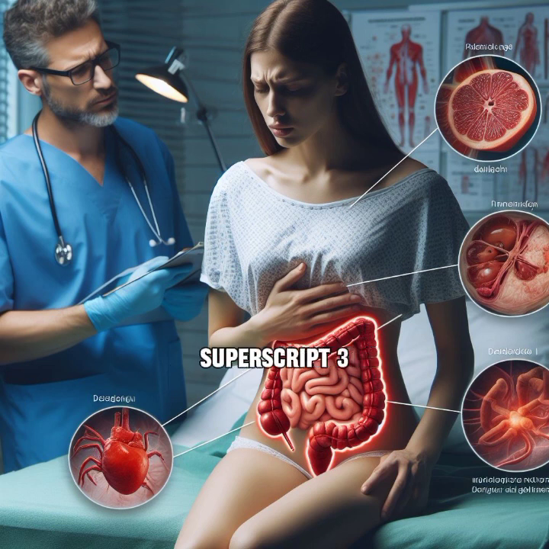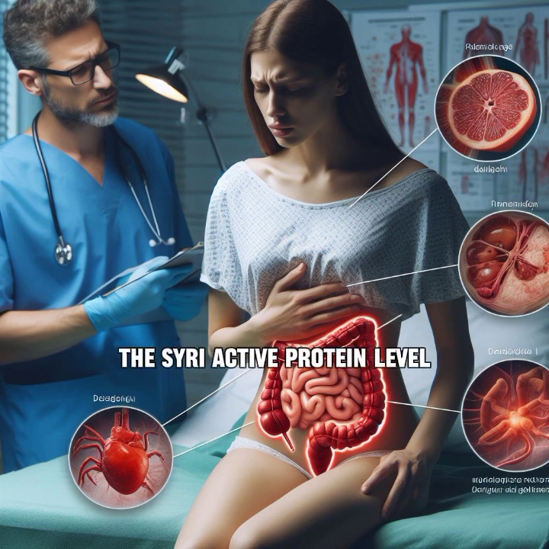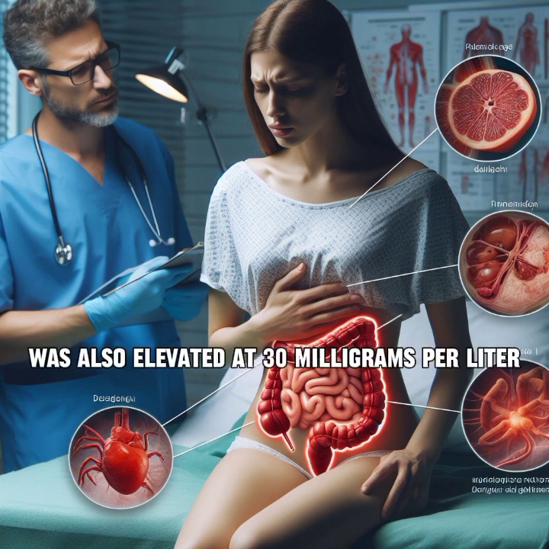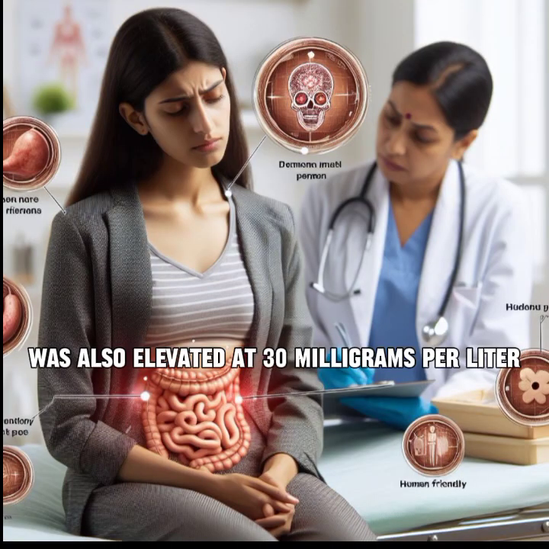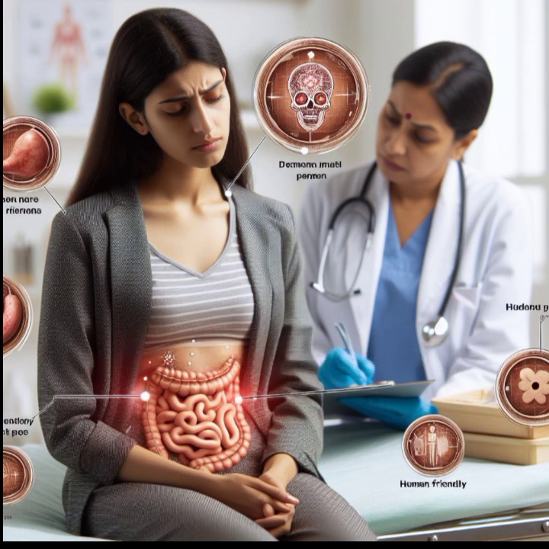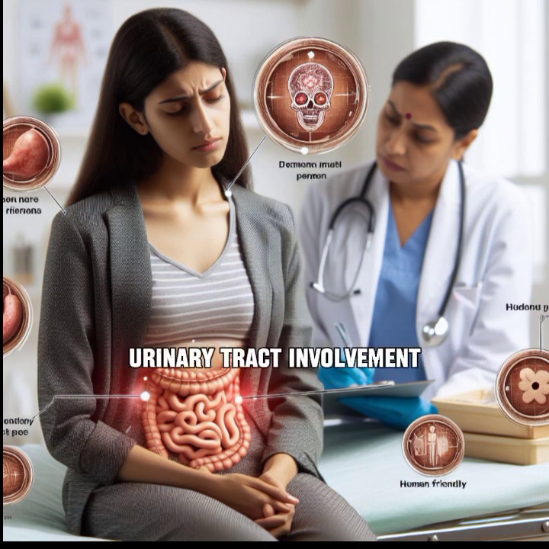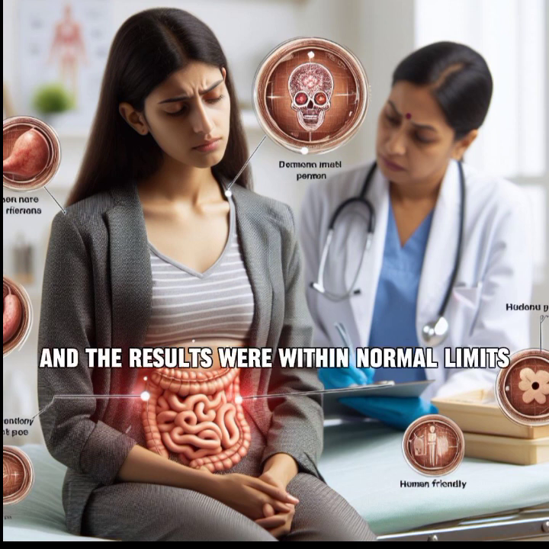Initial paraclinical investigations included a complete blood count revealing an elevated white blood cell count of 14,000/mm³, indicative of an inflammatory process. The C-reactive protein level was also elevated at 30 mg per liter, further supporting the suspicion of an acute inflammatory condition. A urinalysis was performed to rule out urinary tract involvement, and the results were within normal limits.